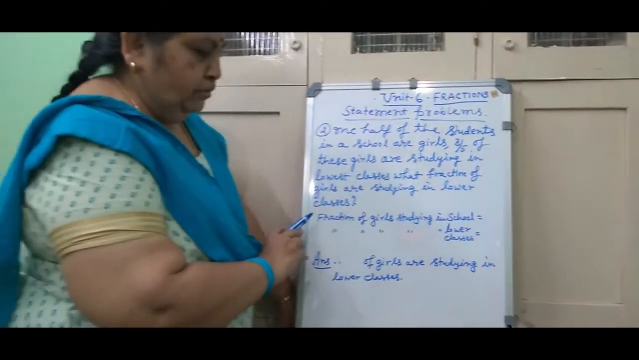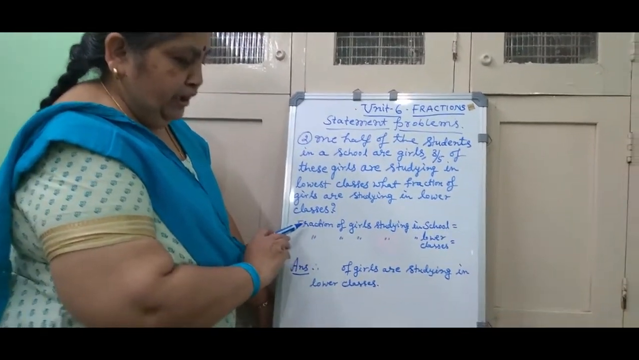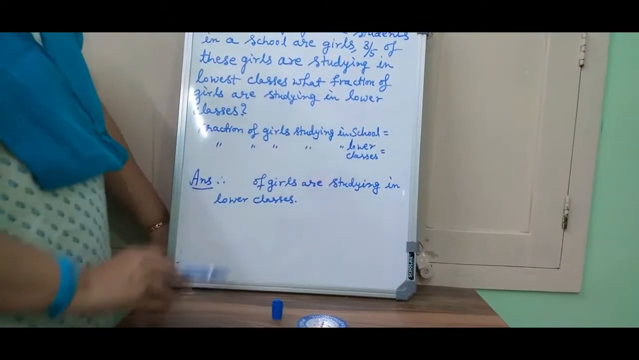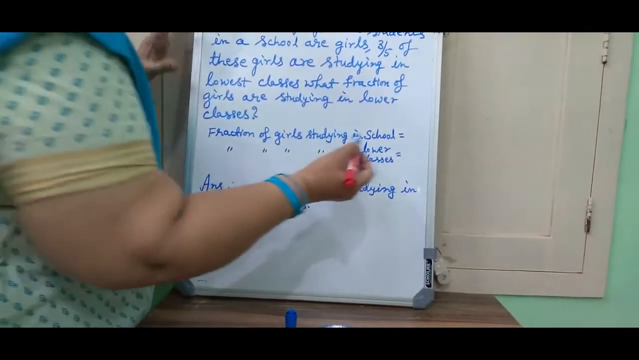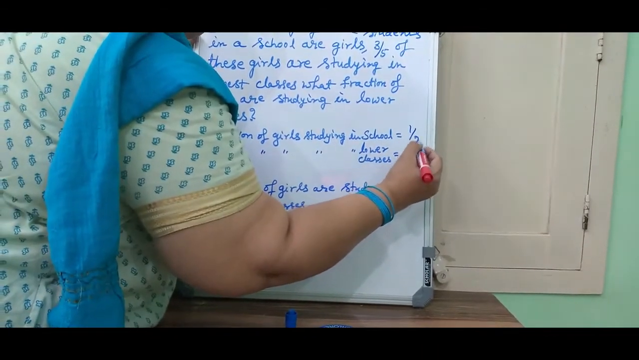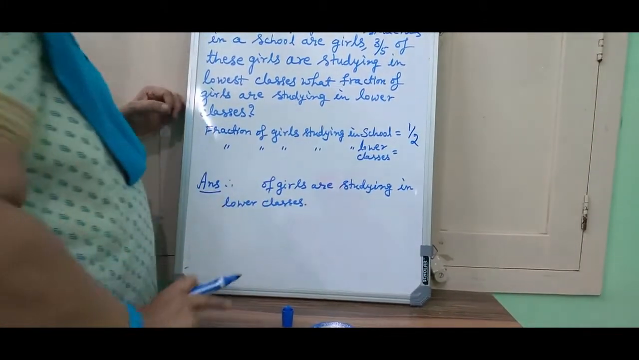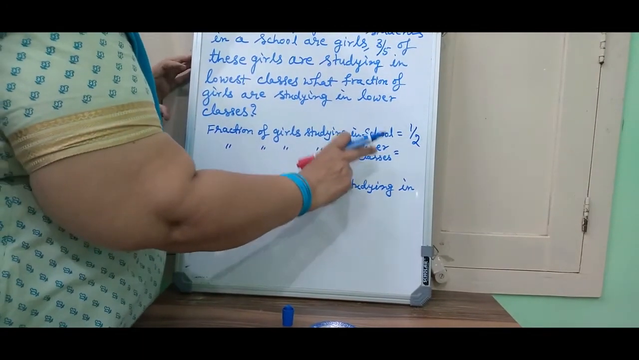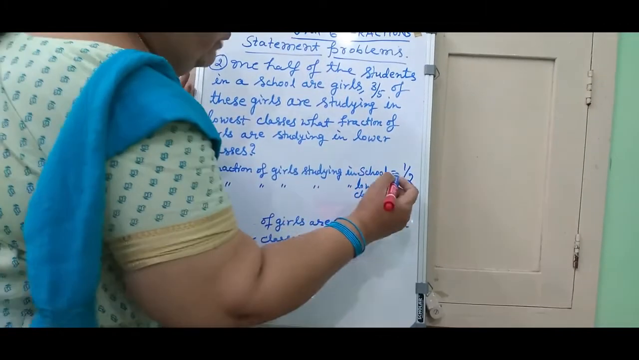So here we have to write the statements also like this. First one I have written like this. See, fraction of the girls studying in school is 1/2. That is mentioned here. So that is half. I will write here half. Fraction of girls studying in school is half. Again, fraction of the girls studying in lower classes we have to find out. So it will be 3 by 5.